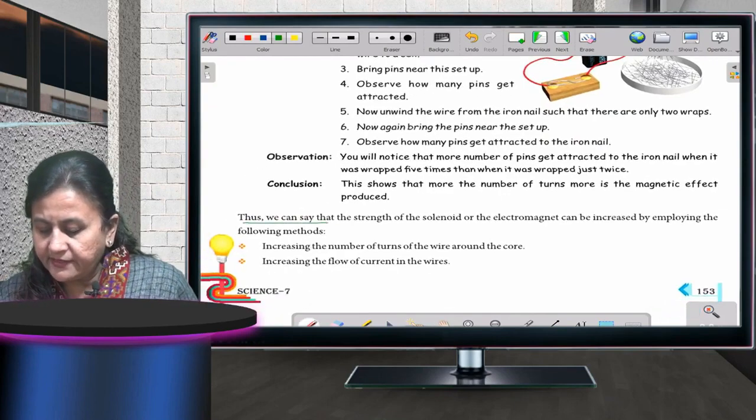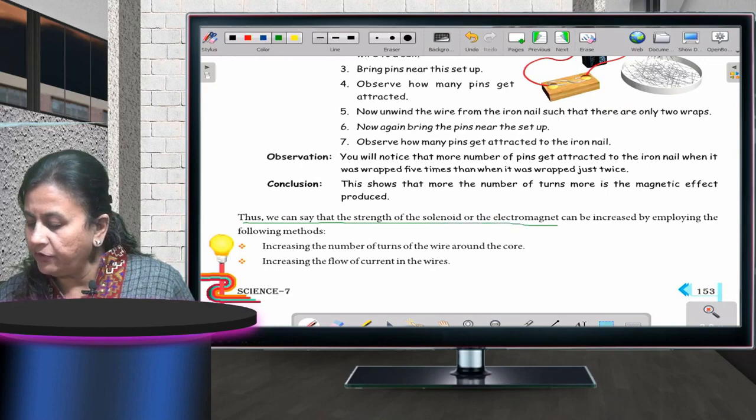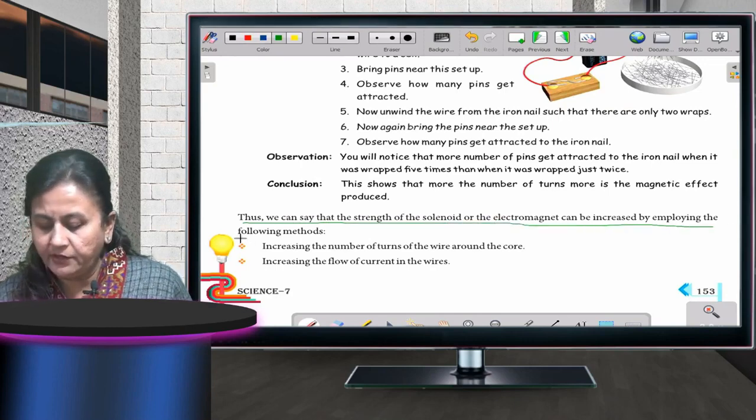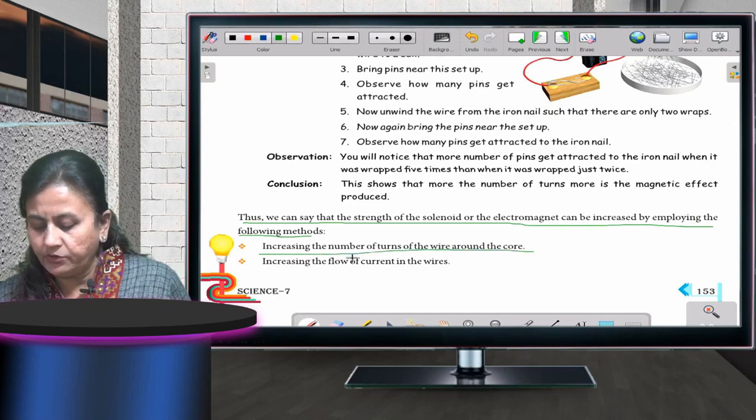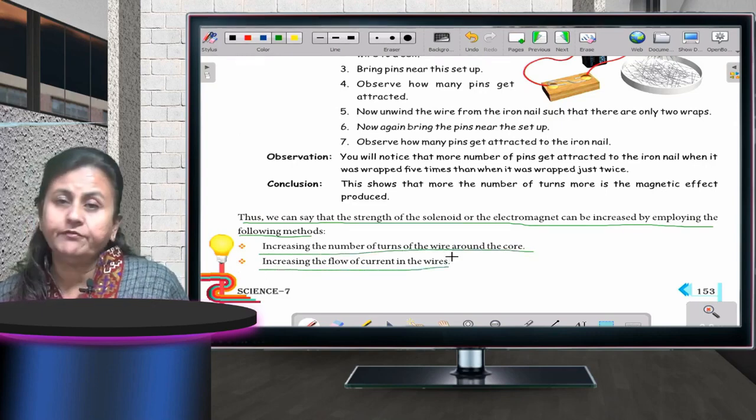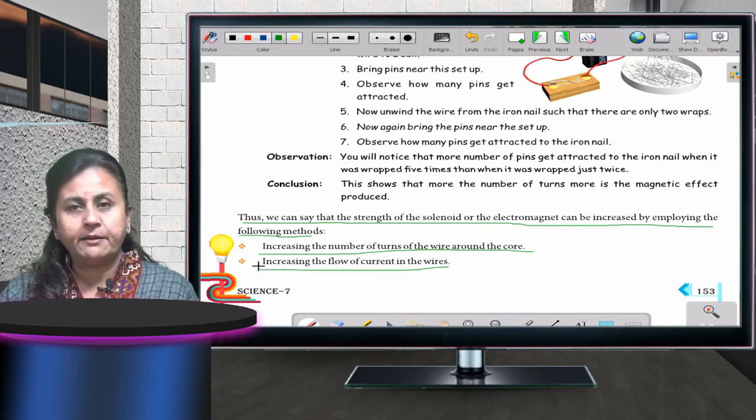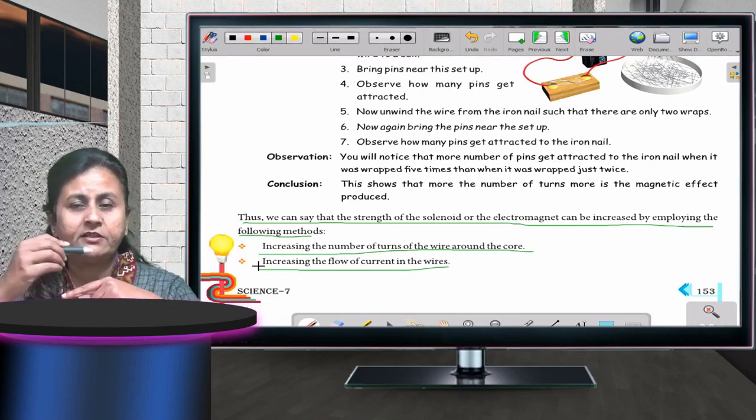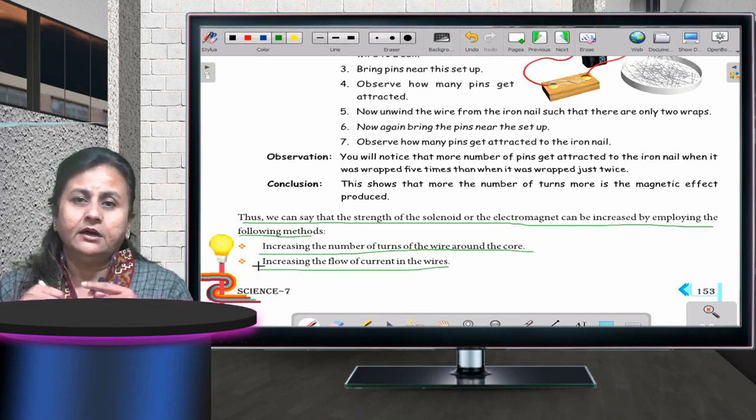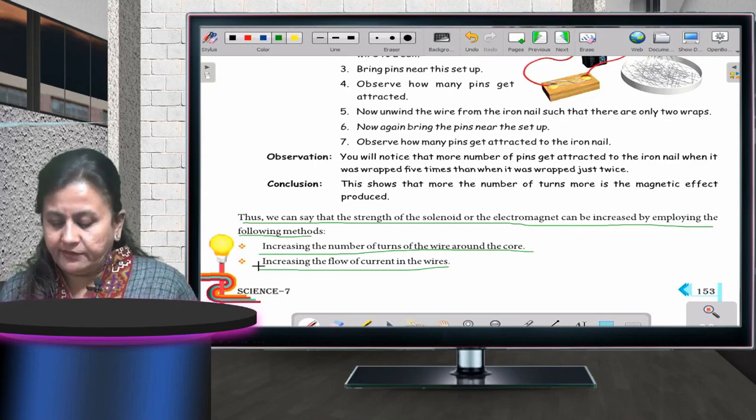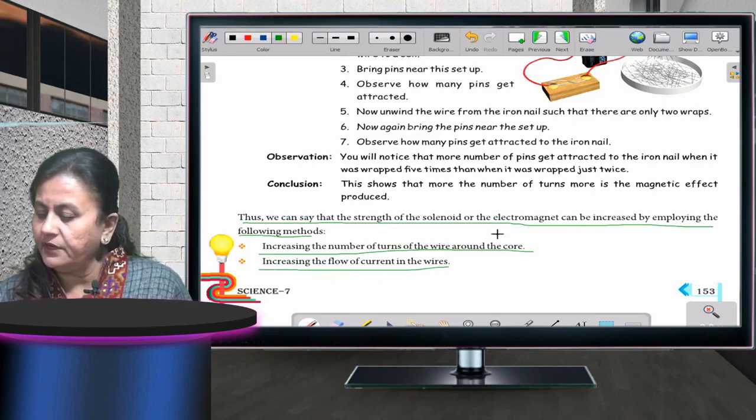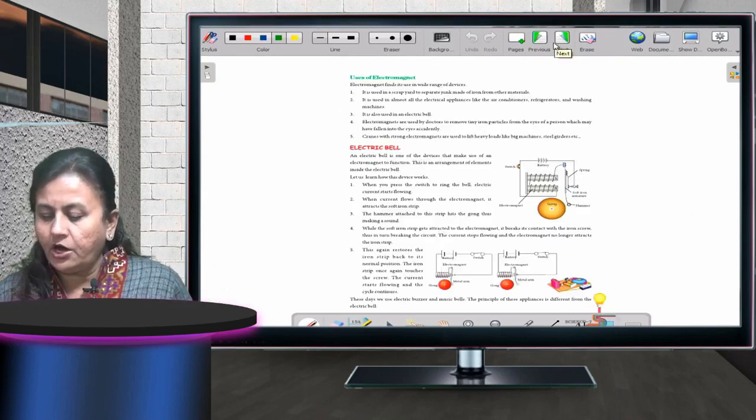Thus, we can say that the strength of the solenoid or the electromagnet can be increased by employing the following methods. First, increasing the number of turns of wire around the core, and second, increasing the flow of current in the wire. Both ways you can increase the electromagnetic strength. First is the number of turns; the more turns of wire, the more is the strength. Then increasing the flow of current in the wire. Fine.